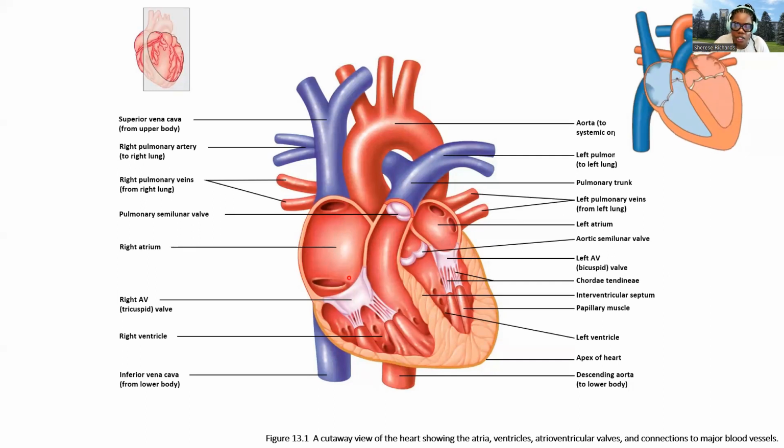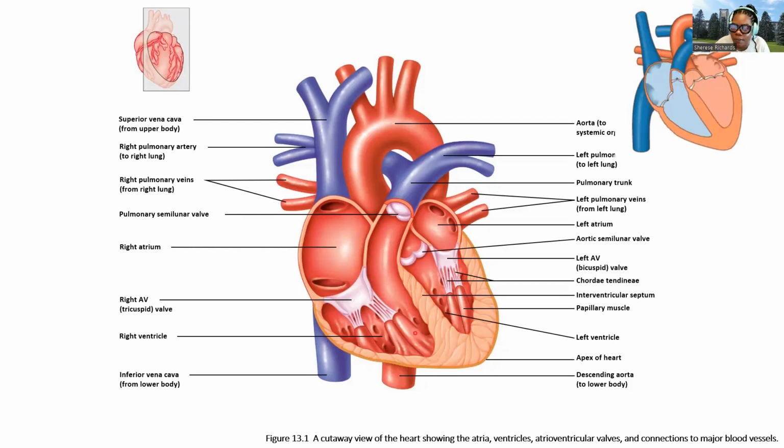So we have 2 receiving chambers, which are the atria. They are on top. Here's the right atrium. Here's the left atrium. And then they regulate flow down to the ventricles. So the atria are receiving chambers. The ventricles are pumping or ejection chambers. So that blood moves from the atria down into the ventricle, the right and left ventricle respectively.